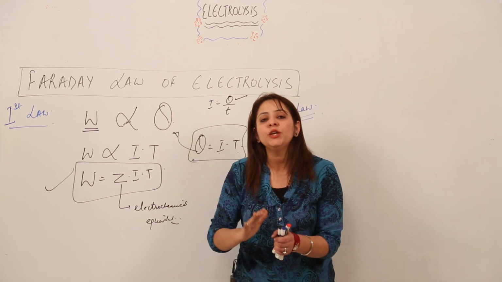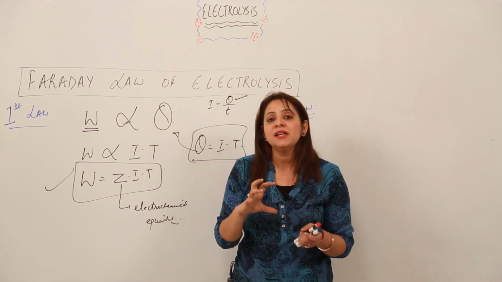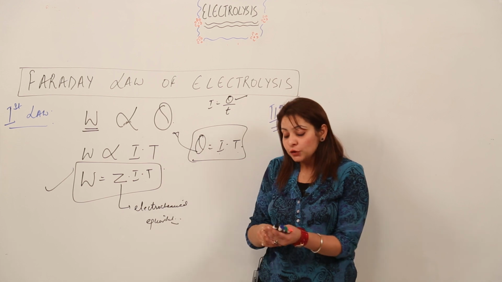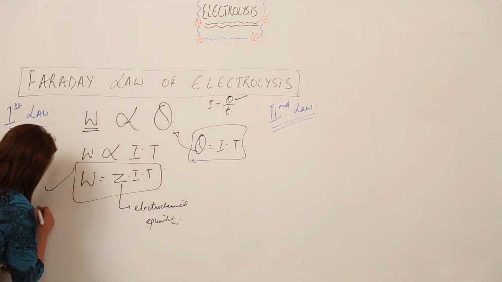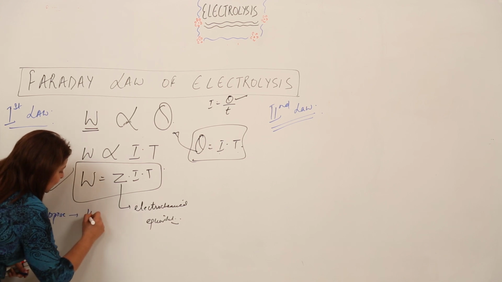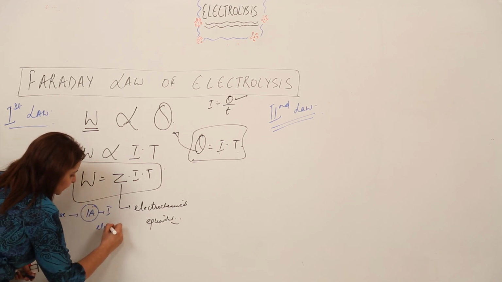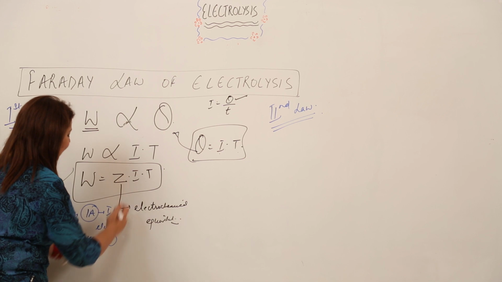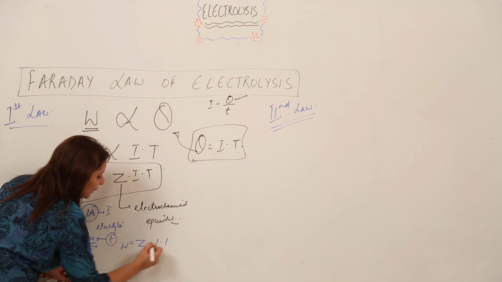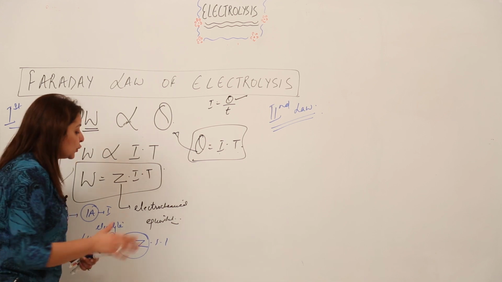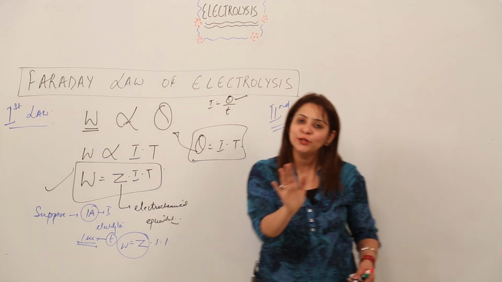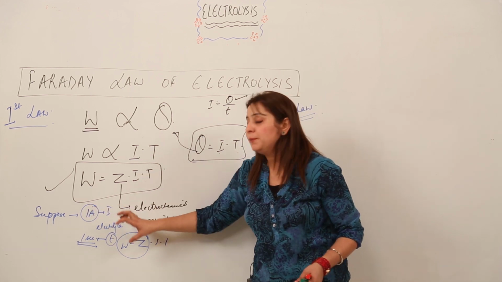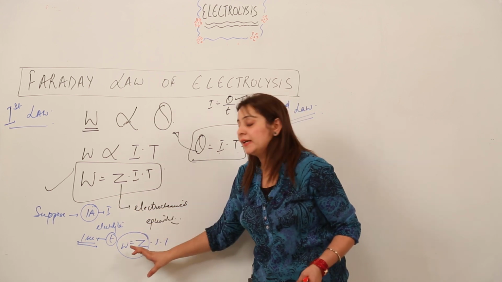After doing this, whether the question asks you or not, you need to define this electrochemical equivalent as well. So how will you define it? Suppose I pass 1 ampere current through an electrolyte and this current passes for a time of 1 second. If I put the values in this equation, I will get W is equal to Z. So just suppose the current is 1 ampere and the time for the passage is 1 second, then you will get that W is equal to Z.